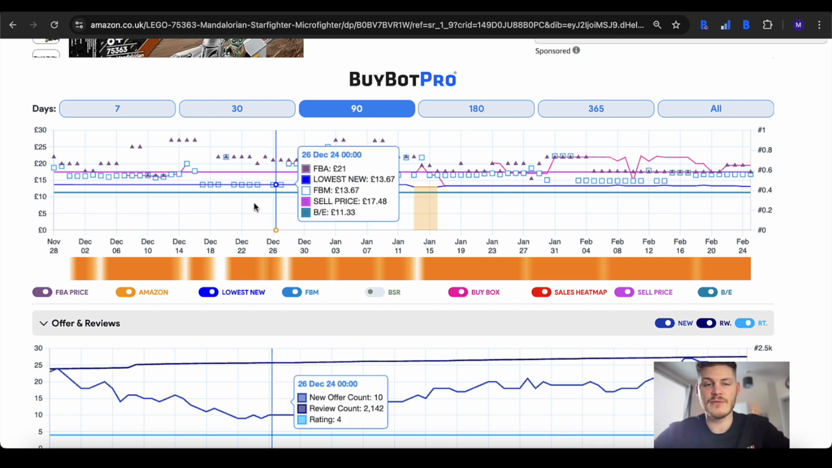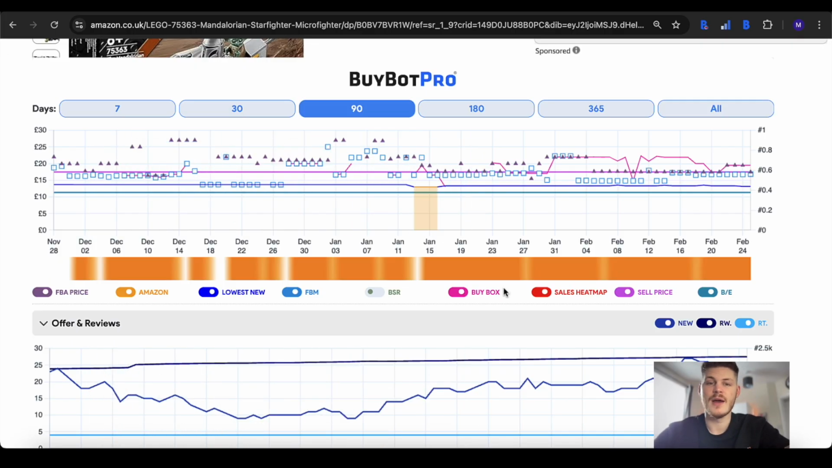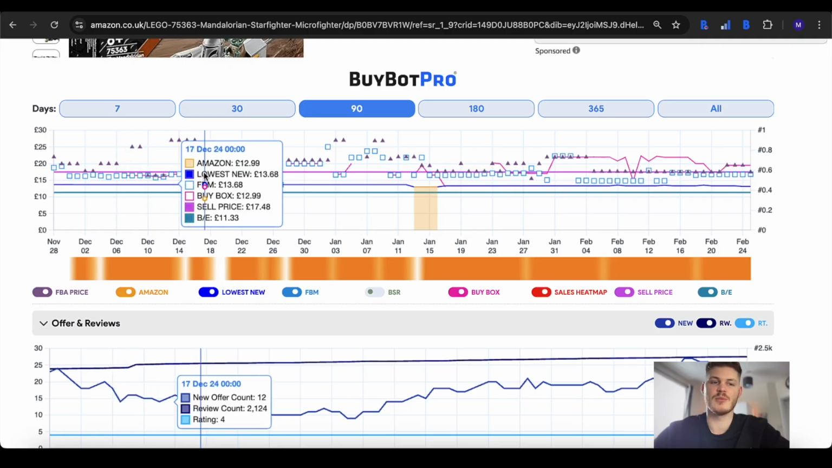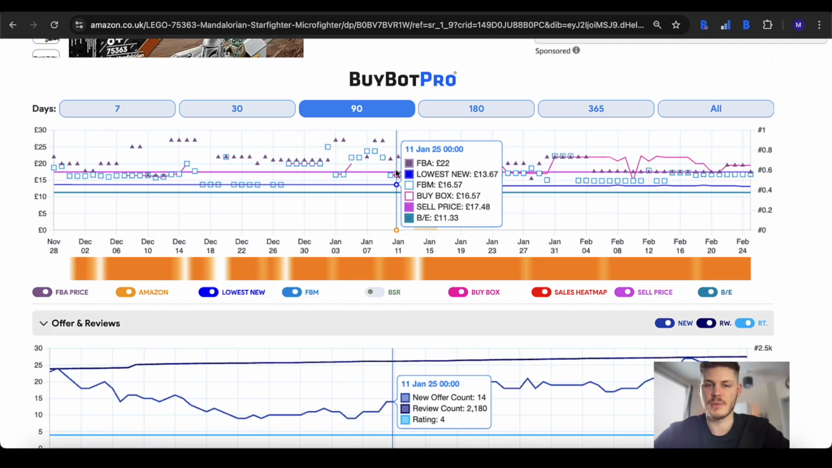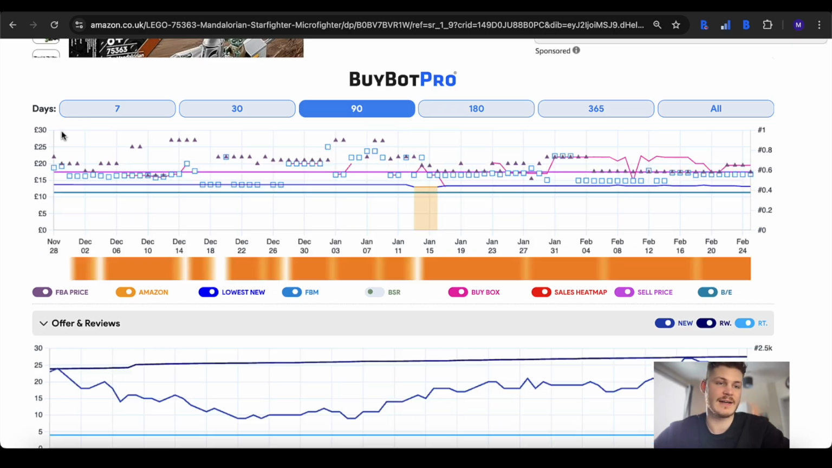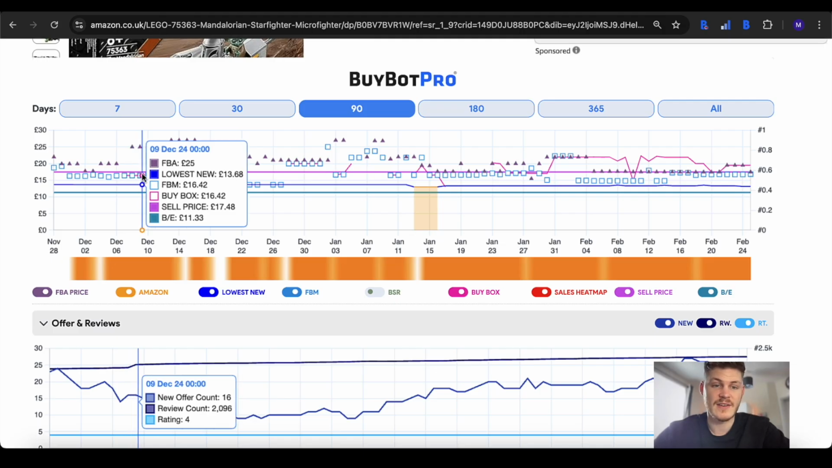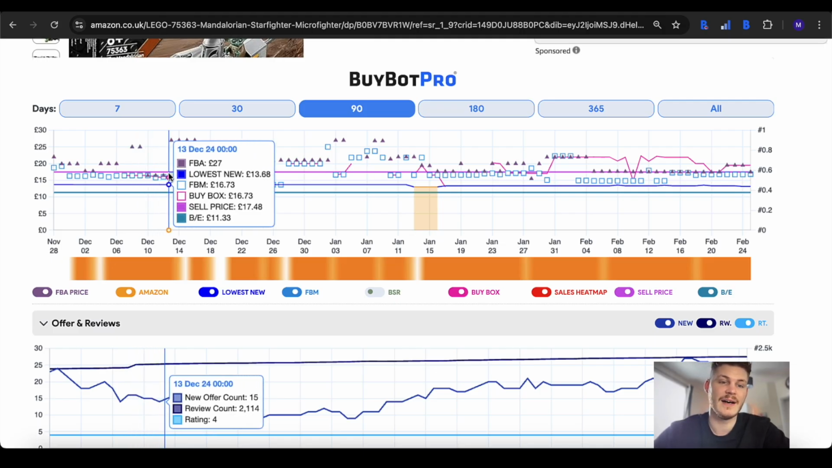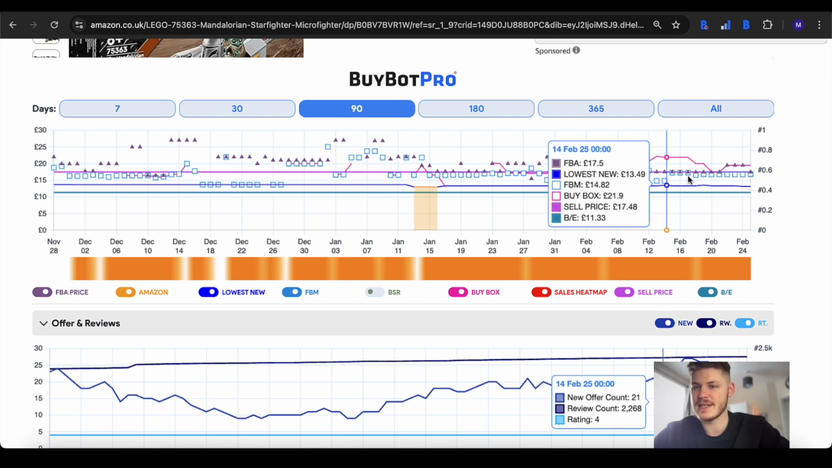However, from what we can read, it looks like the buy box does spend quite a bit of time below our intended sell price at several points. So we can see it's below the intended sell price of 17.48. We can see it's at 16.57 here. We can see that it's at 16.65. It's sitting around 16.40 something here, and here it dips very quickly to 14.82.